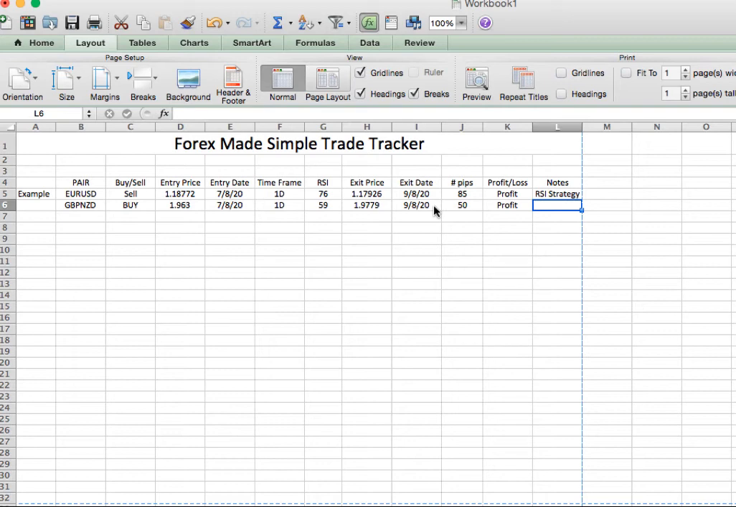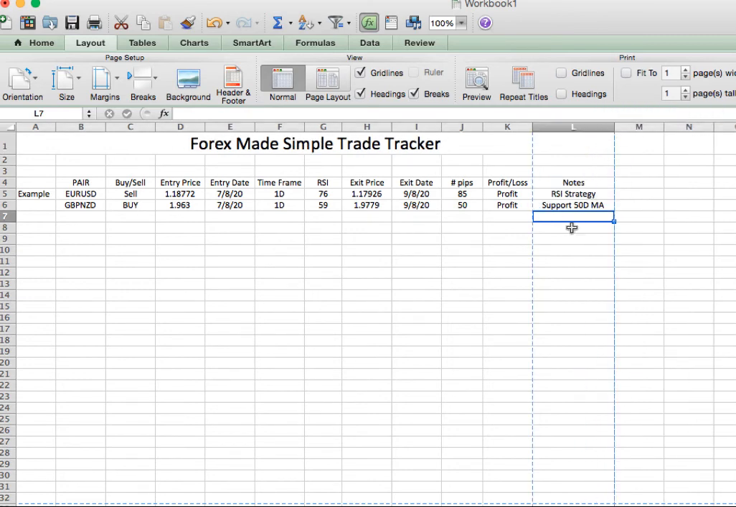And the strategy for this one was simply support on the 50-day MA, as in moving average, right? So as you notice, I'm just keeping these notes and saying, hey, this was the reason I made that trade, because it was bouncing off of the 50-day moving average, and I did expect more upside. Okay, actually the 50-day moving average was off of the 4-hour time frame.